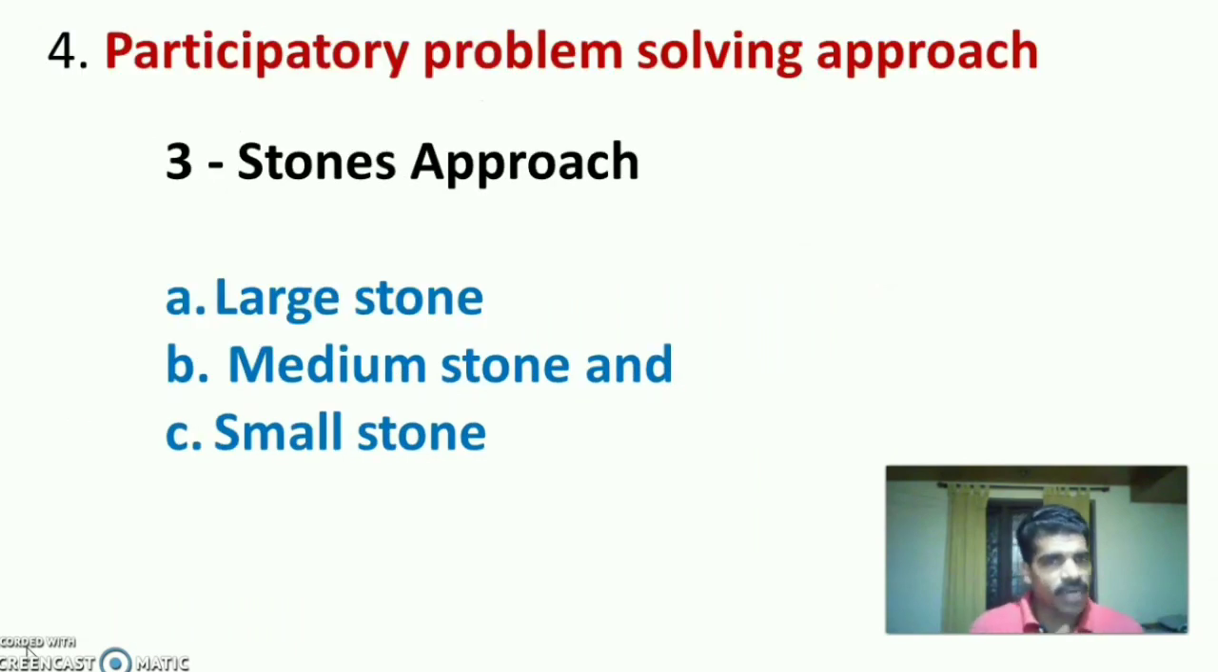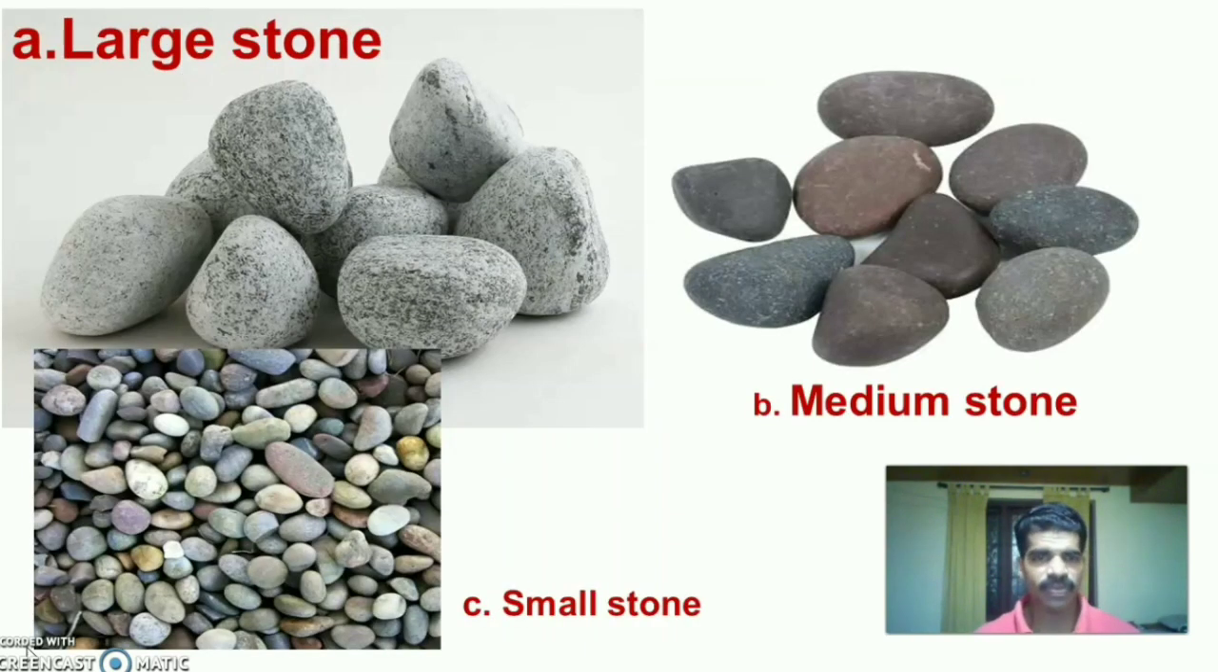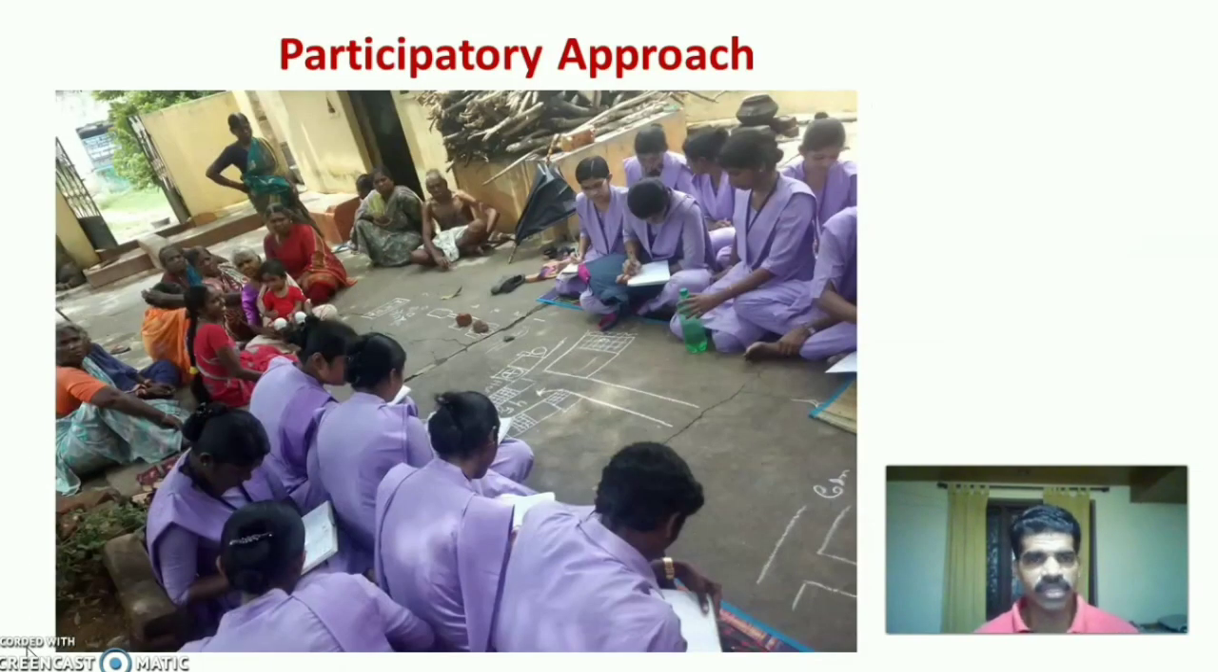Then, usually the participatory problem solving approach is done with the 3 stones approach in the remote areas. It includes large stone, medium stone and small stones. So, this is the picture of participatory approach.